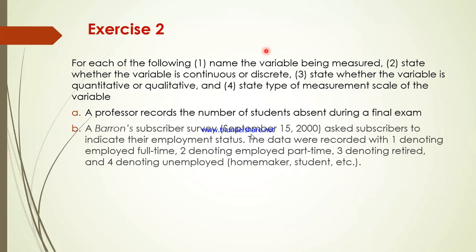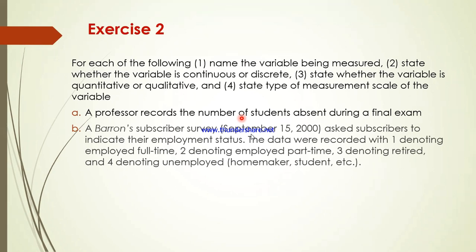So the name of the variable: number of absent students in the final exam. Then state whether the variable is continuous or discrete. Already here the answer is discrete. Please check your spellings. Here you look at how you are writing "discrete". The spelling is entirely wrong. When you are writing those terms, especially the technical terms, the spelling is very important. Otherwise, it will take another meaning.